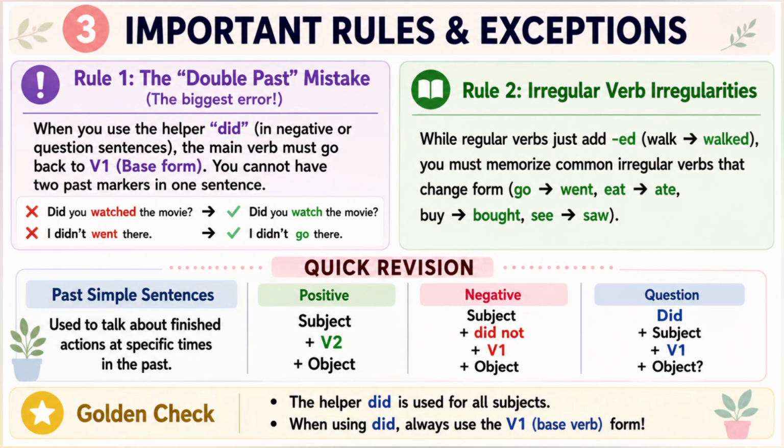Finally, remember the golden check. The helping verb did is used for all subjects. Whenever you use did, always use the base form of the verb, which is verb 1.